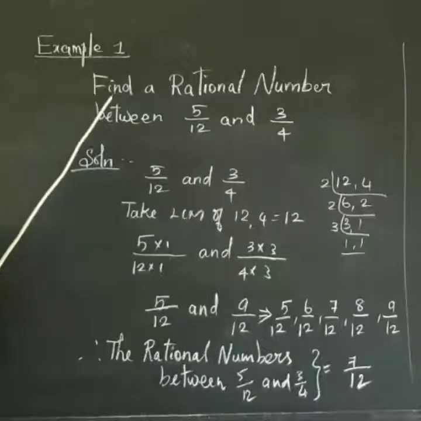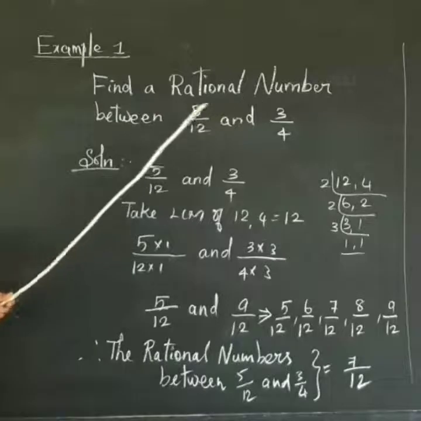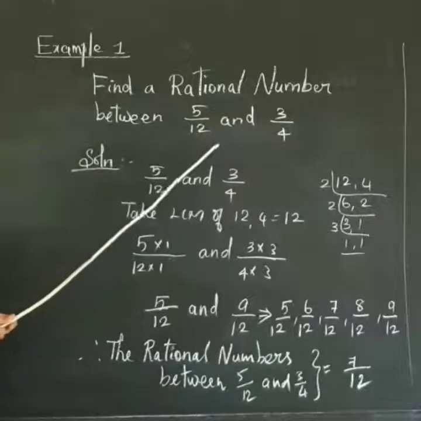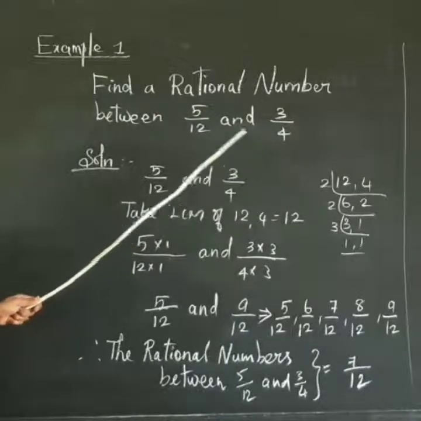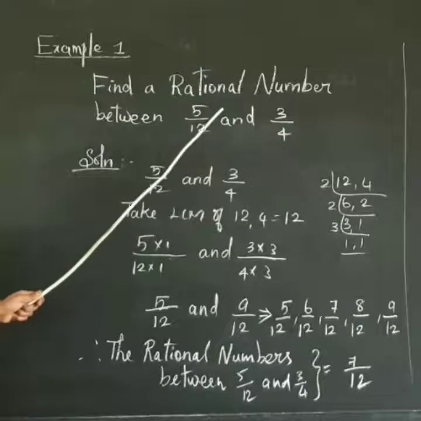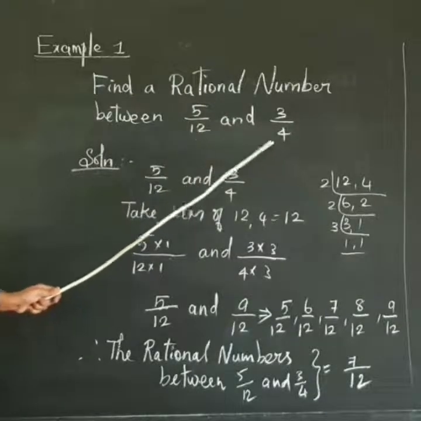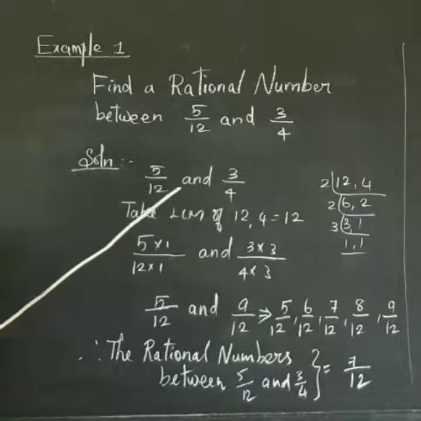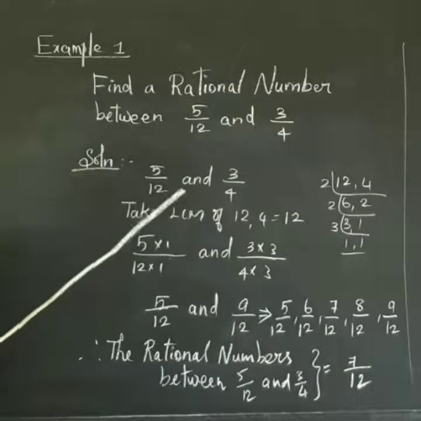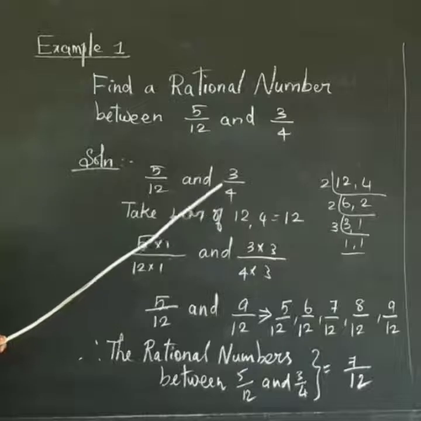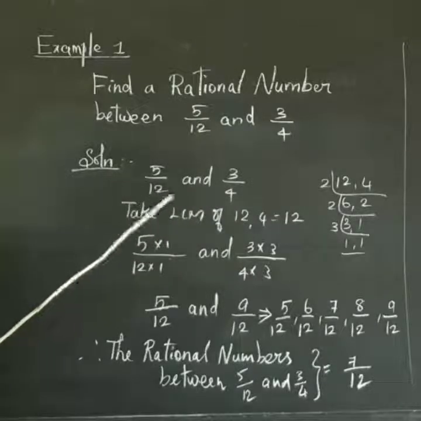Example 1. Find a rational number between 5 by 12 and 3 by 4. So, you have to find the in-between numbers between these two numbers. Consider the given two rational numbers. Here the denominators are not the same. So, you have to take the LCM of 12 and 4.